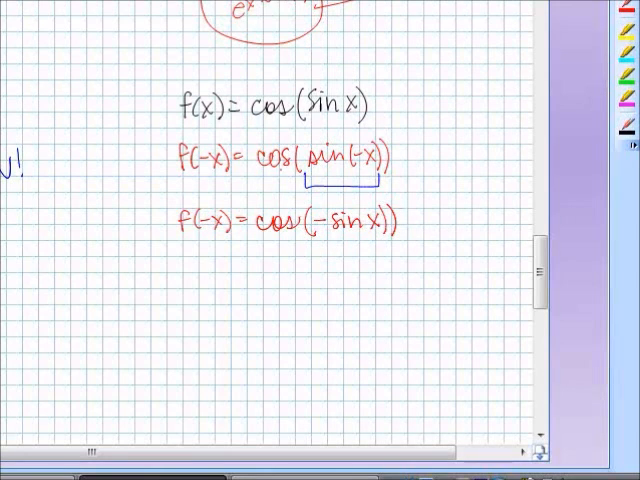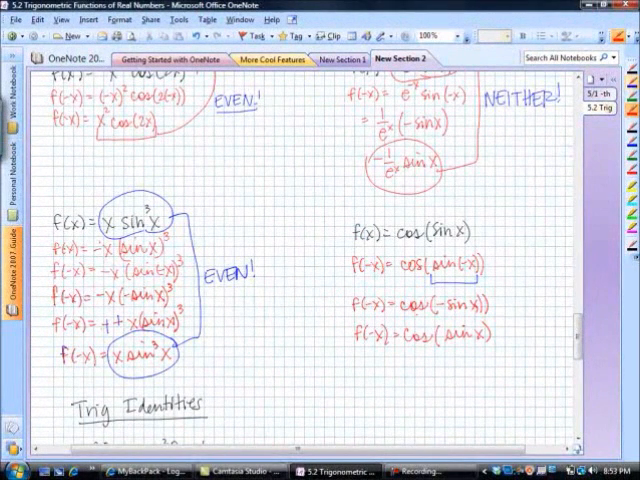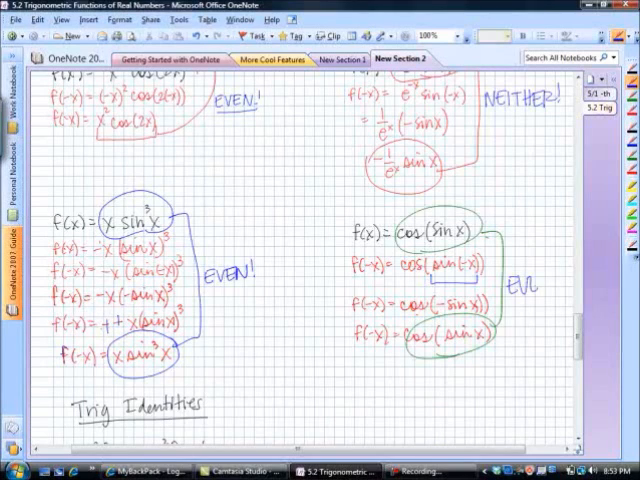Now, what we need to look at is that we're taking the cosine of a negative sine x. Remember, since cosine is even, when you take the cosine of a negative, that negative just goes away. So f of negative x is equal to cosine of sine x, because we took the cosine, an even function, of sine of x. Now that we've simplified it down, do you see yet again that this matches what we started with, so we know we have an even function.